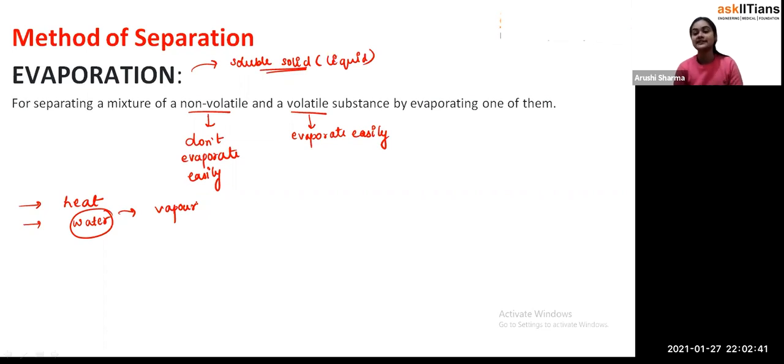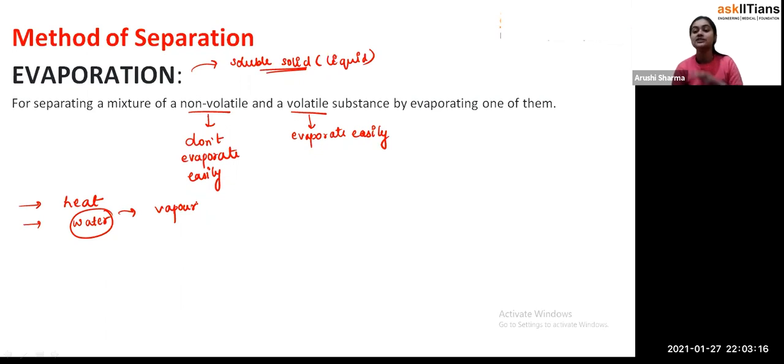And that's how we separate these two components: one is the soluble solid and the other is the liquid. So the evaporation method can be used when the mixture has one volatile substance and one non-volatile substance. If both are volatile, both can easily evaporate. And if both are non-volatile, both remain in the pan, no one evaporates and no one is separated. So we have to use a mixture in which one is volatile and one is non-volatile.